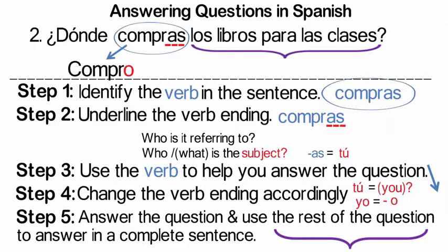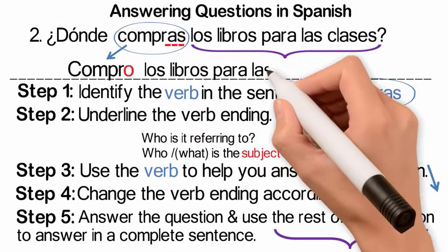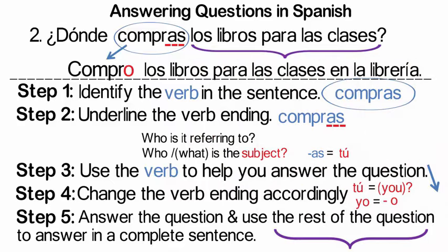Bring down or rewrite the rest of the information in the question. And now you have an answer in a complete sentence in Spanish. Compro los libros para las clases en la librería.